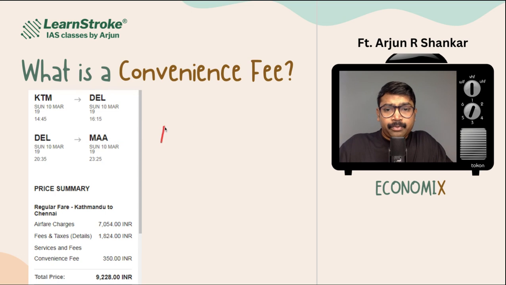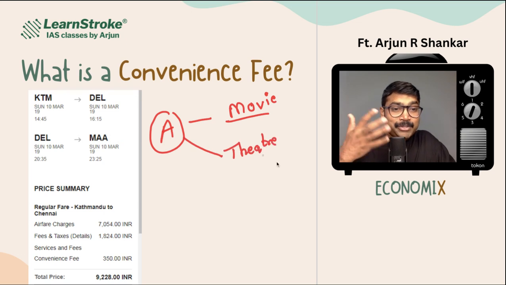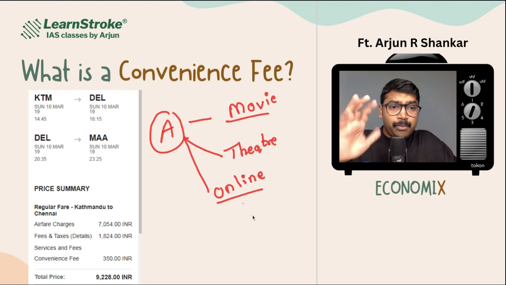Imagine that you are A, and you want to watch a movie. I'm just showing you what a convenience fee is. You wanted to watch a movie, so there are two options: either go to the theater directly and stand in the queue, though these days I don't see anybody standing in the queue, or book it online.